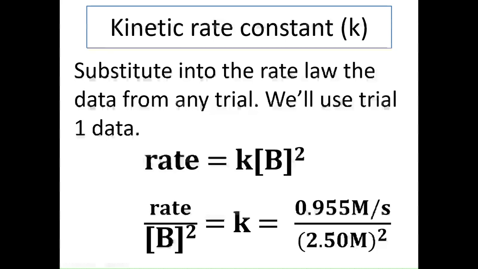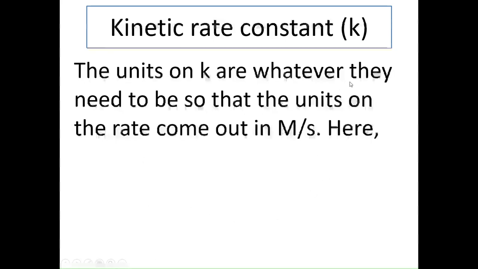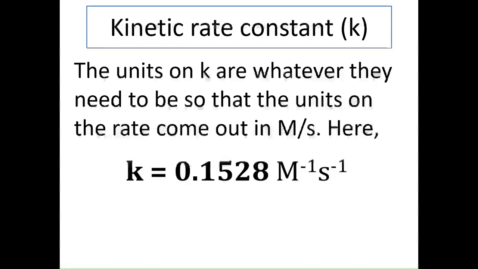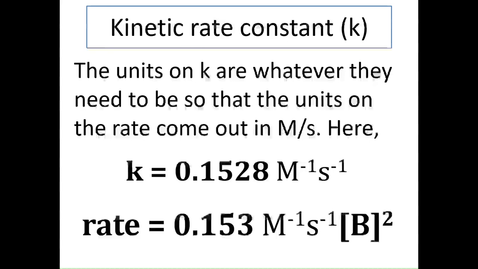We'll get a number, but we need to talk about units here. The units on K are whatever they need to be so that the units on the rate come out in molarity per second. So what's constant here always is the rate is measured in molarity per second. So when you do the math here, you're going to get, this would be your answer to 4 sig figs. Here it would be to 3 sig figs. And this is actually, sorry, this is the value for K, but rounding it to the 3rd sig fig would give me rate equals K times the concentration of B squared.